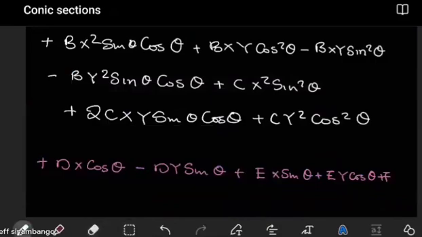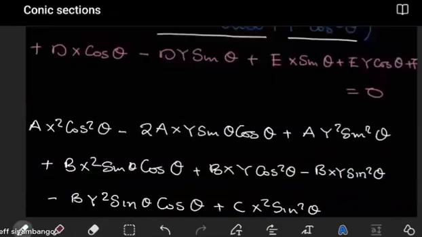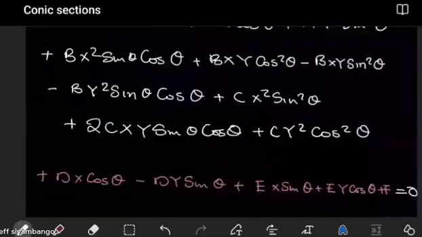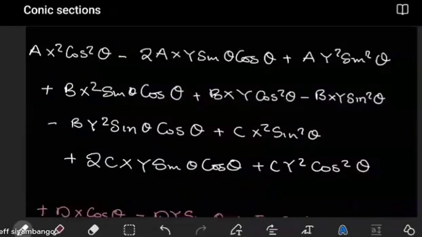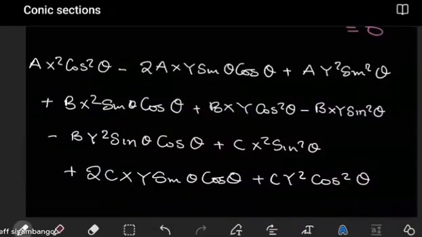And that will be equals to 0. Okay. Now, having done this, you want to group everything with an x squared, everything with a y squared, and everything with the cross product. Those will be the key terms. You can actually rearrange this. Just make sure you group the like terms.